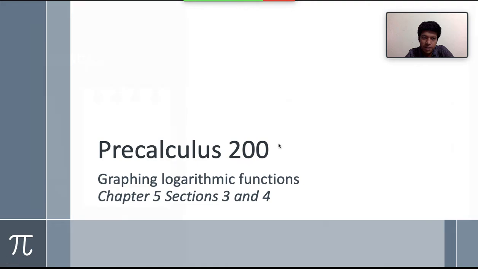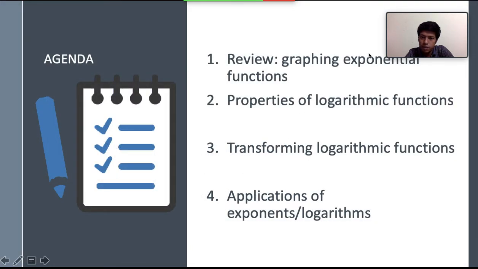Let's look at the agenda. Review graphing exponential functions. Because logarithmic and exponential functions are connected, we'll review them a bit. Then properties of logarithmic functions, transforming logarithmic functions, and then application of exponents and logarithms. Our main goal for this lesson is graphing logarithmic functions.